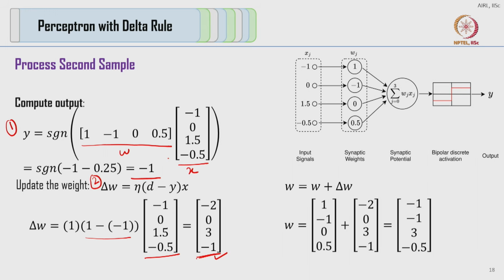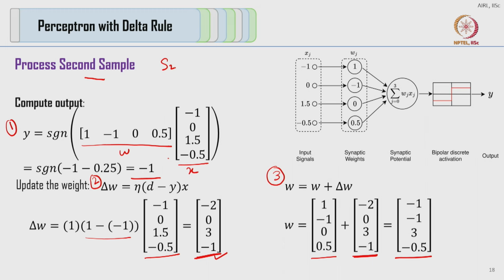Now since I have delta W with us, the third step is to update this set of weights. Hence W is equal to W plus delta W, which is given as 1, -1, 0, 0.5, which was the weights, plus the change delta W, which is -2, 0, 3, -1. Hence the new set of weights W is given as -1, -1, 3, -0.5. This is for the second sample, which is given by S2.